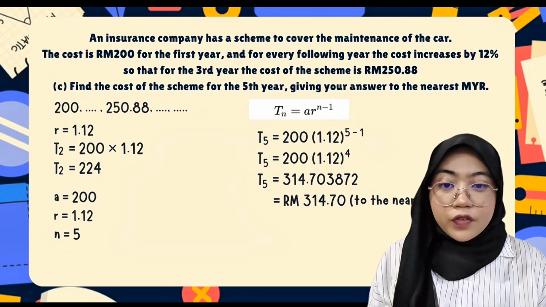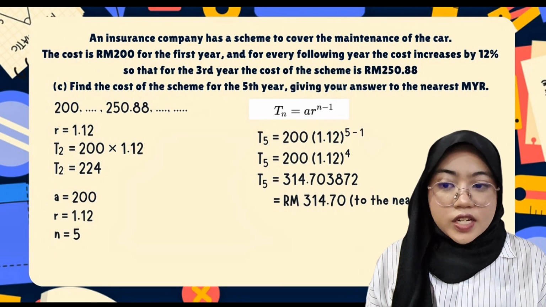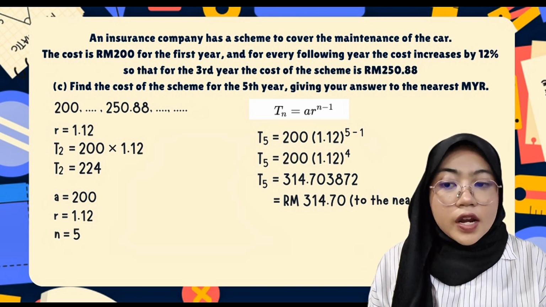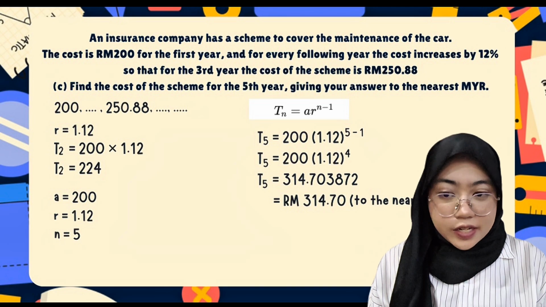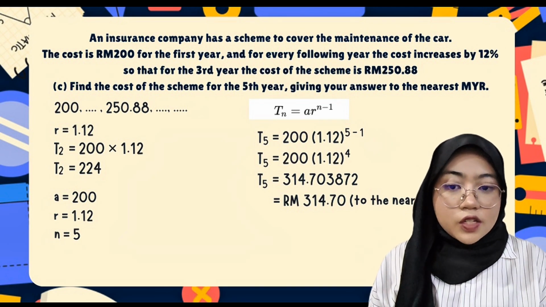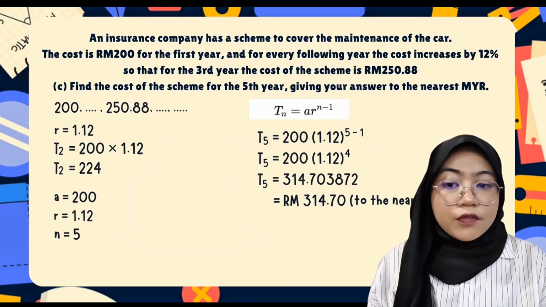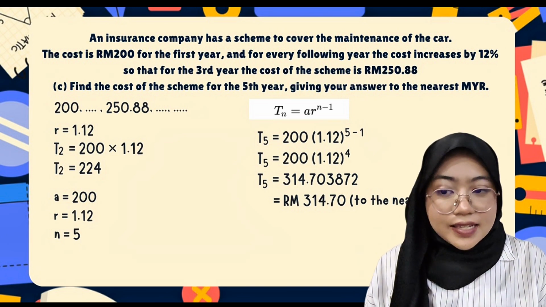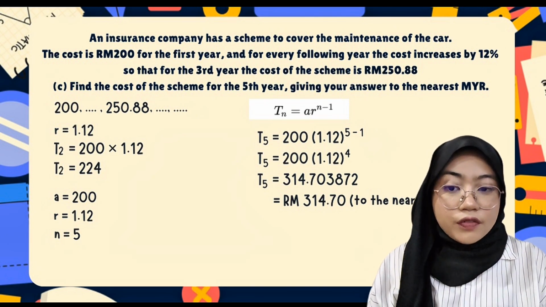So now we'll be moving on to the third question under this question, which is an insurance company has a scheme to cover the maintenance of the car. The cost is 200 ringgit for the first year, and for every following year, the cost increases by 12%, so that for the third year, the cost of the scheme is 250 ringgit 88 cents. So find the cost of the scheme for the fifth year, giving our answer to the nearest ringgit.